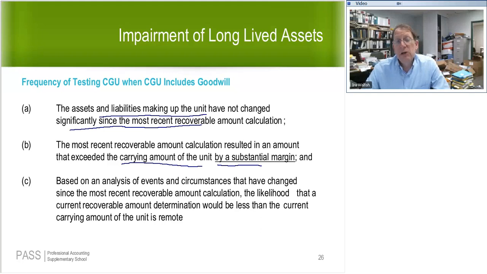So, people, you know what they're trying to say? They're trying to be nice. They're trying to say, if you have a group and you can tell me that the group really does not probably have a write-down, even though it includes goodwill, but there's been no change and the carrying value is way below the recoverable amount, you're good. Then you don't have to test it every year, even though you have goodwill. It's an exception.